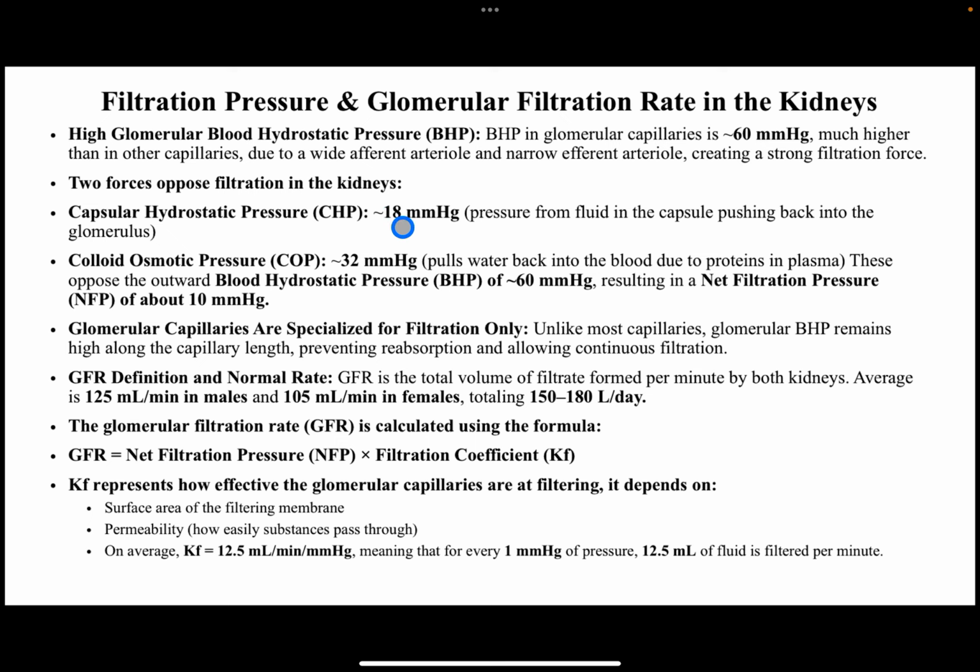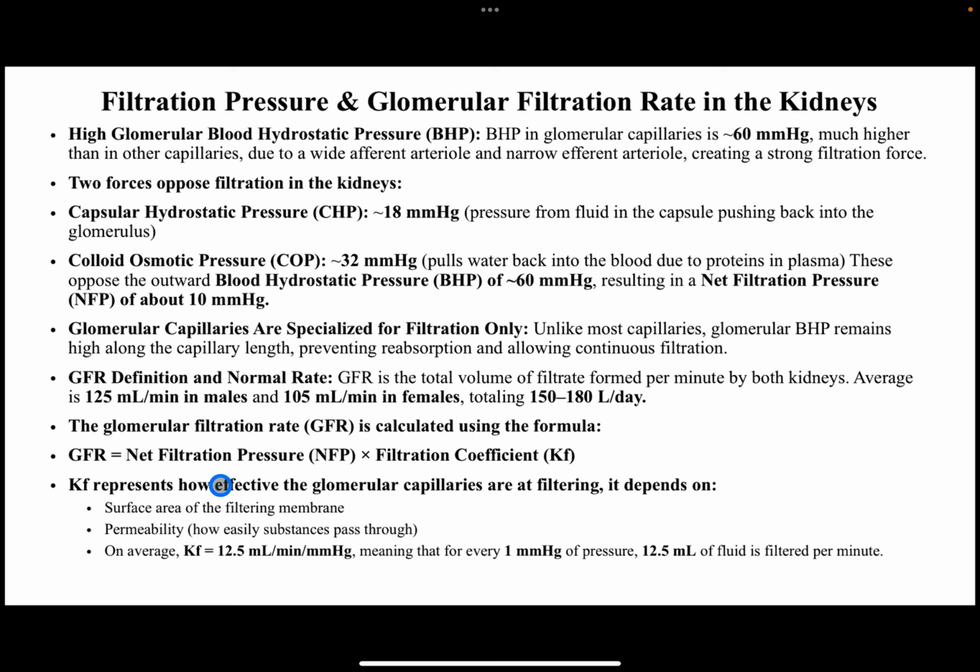So for the two opposing pressures, you add the capsular hydrostatic pressure to the colloid osmotic pressure, or the oncotic pressure. Then the answer that you get, you subtract it from the glomerular blood hydrostatic pressure, and you get the net filtration pressure. For a healthy adult, if you add 18 to 32, you get 50. If you subtract 50 from 60 millimeters of mercury, you should get a net filtration pressure of 10 millimeters of mercury, which is very normal for a healthy adult.